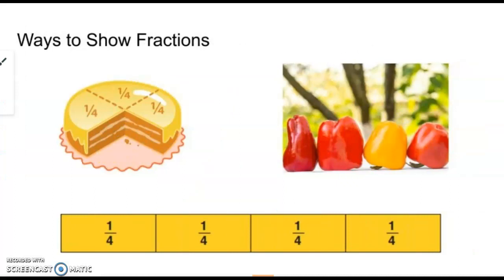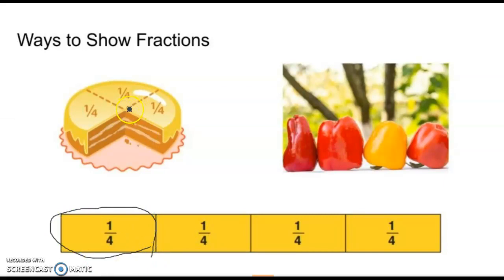Now there are many different ways to show fractions. Here I have 3 different ways that you can show 1/4. First, if you look at this fraction strip, you can see that it's divided into 4 equal parts. So if we were to take just one of those parts, that would be 1/4.